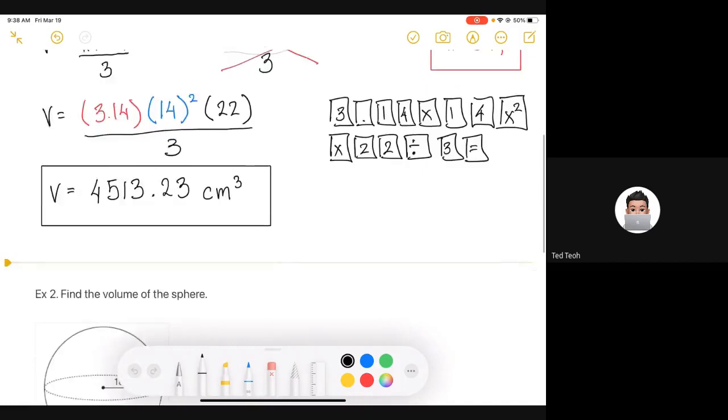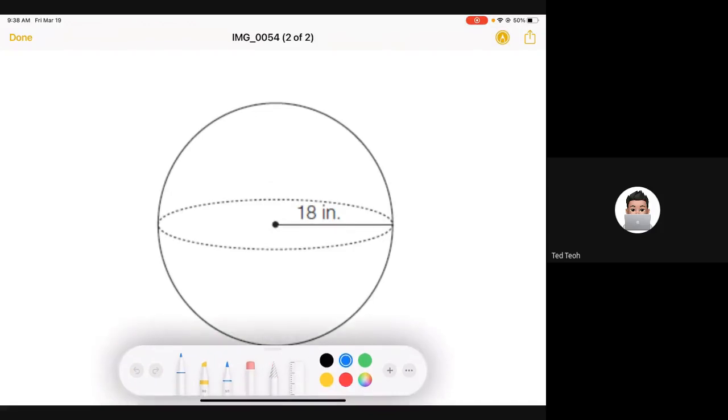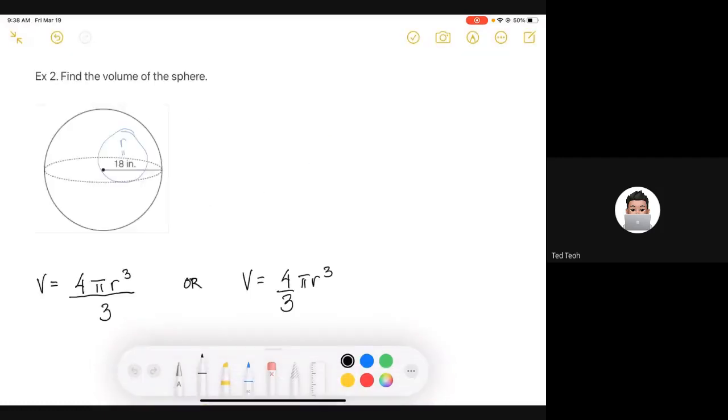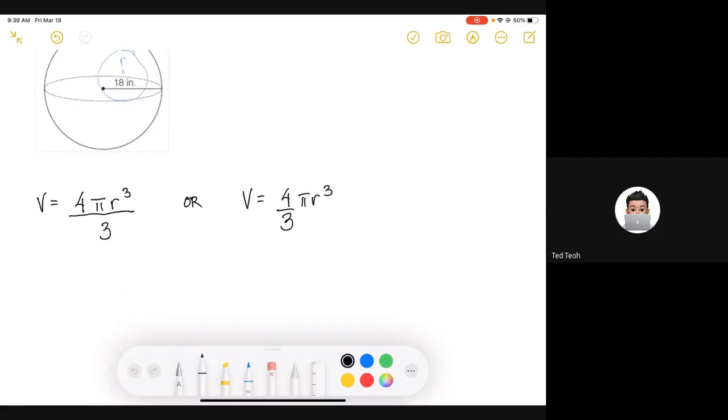All right, so let's go to the sphere. The formula for a sphere is 4 pi r cubed divided by 3. I only need one measurement for this, and that measurement is R. In this question, it's 18. Be careful, some questions will give you the diameter, and you need the radius. So just be careful when you're doing these questions that you're using the radius. So it's going to be V equals 4 times pi, which is 3.14, times the radius, which is 18, cubed, and then it's all over 3.